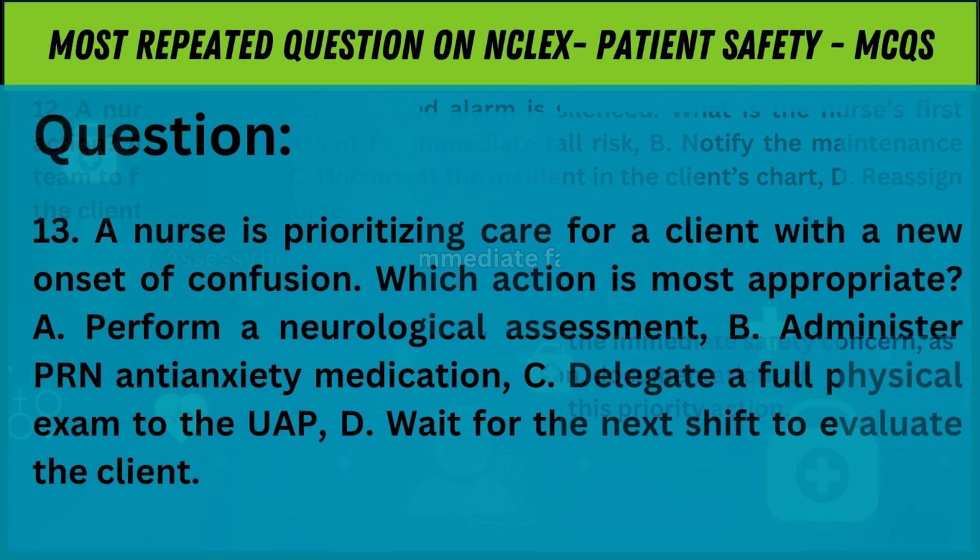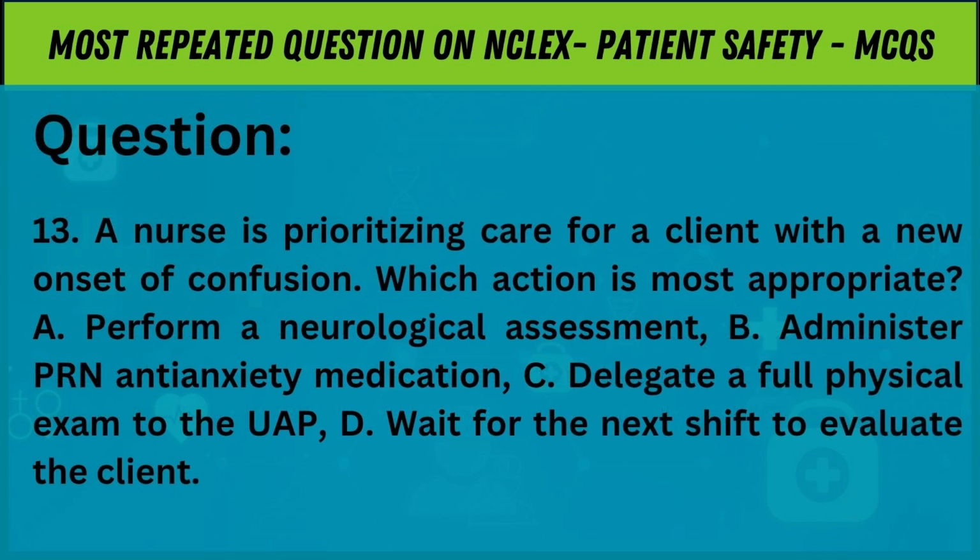13. A nurse is prioritizing care for a client with a new onset of confusion. Which action is most appropriate? A. Perform a neurological assessment. B. Administer PRN anti-anxiety medication. C. Delegate a full physical exam to the UAP. D. Wait for the next shift to evaluate the client.